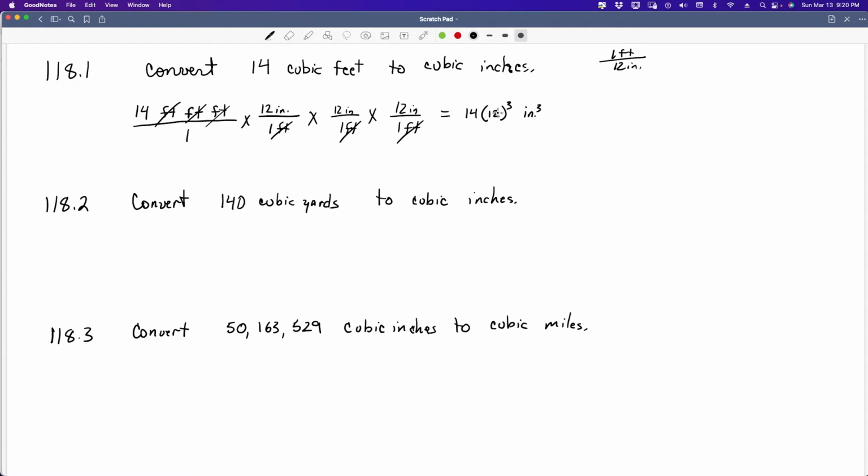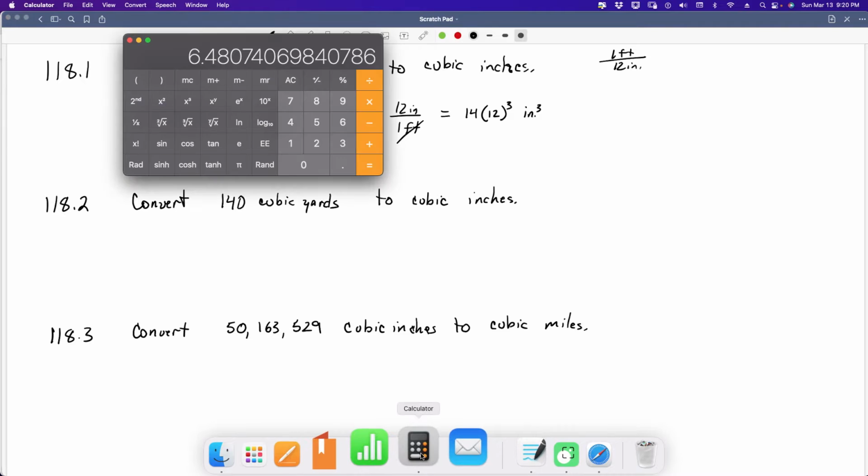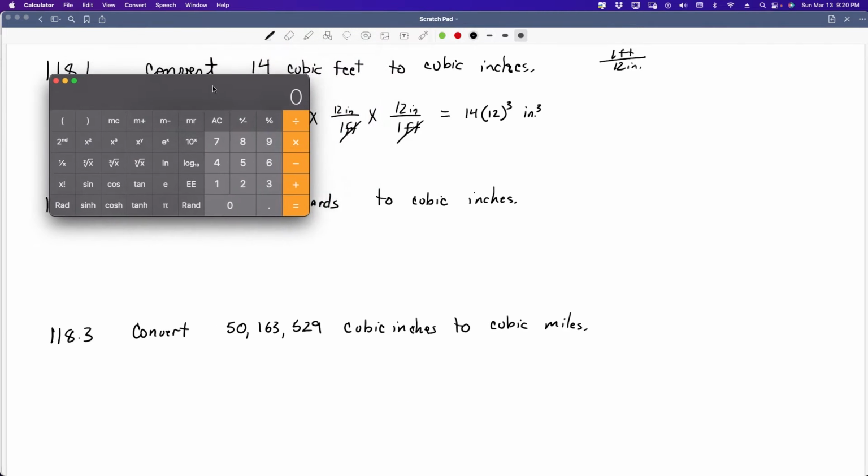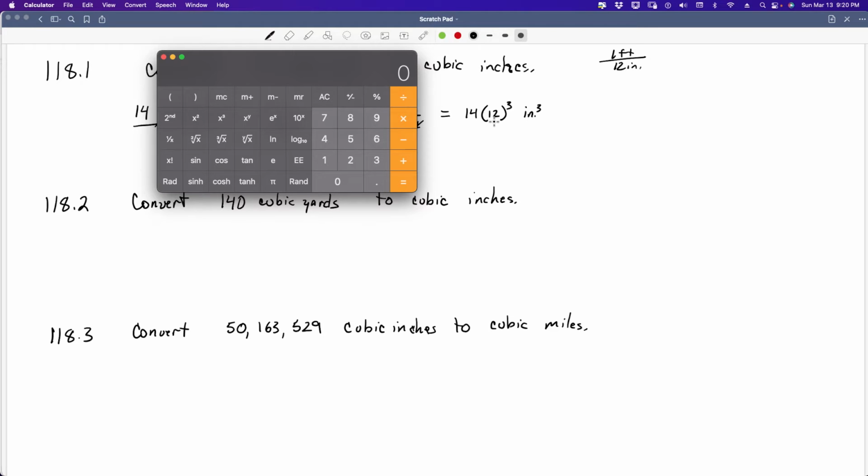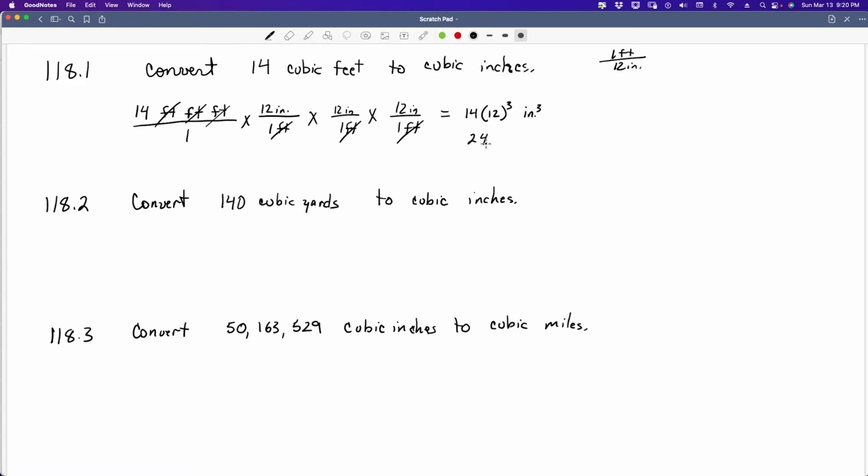Now you could leave the answer just like this, that would be fine. Or you could bring up your calculator, and I'm going to do this the way that PEMDAS tells me to, which is to do the exponent first. So I'm going to say 12 with the exponent of 3 times 14 is equal to 24,192 inches cubed. So I would take either one of those answers in the system. So let's do the second example problem. We have 140 cubic yards.